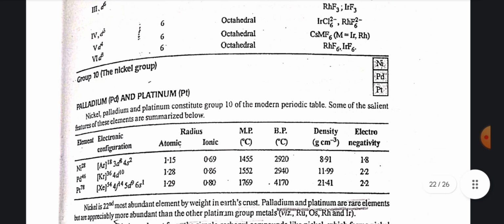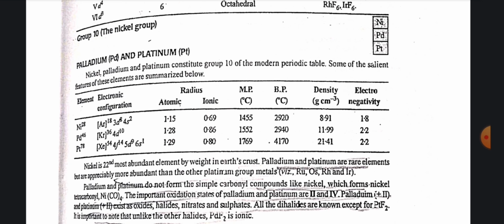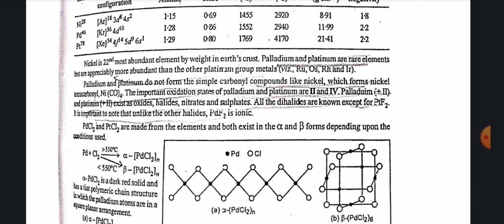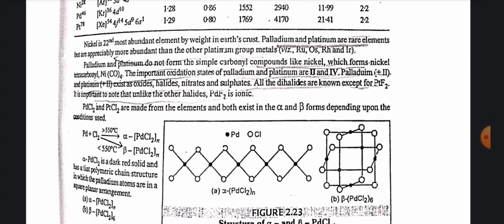Group 10, palladium and platinum. Nickel, palladium and platinum constitute group 10 in the modern periodic table. Some of the salient features of the elements are summarized below. Nickel is the 22nd most abundant element by weight in Earth's crust. Palladium and platinum are rare elements but are appreciably more abundant than the other platinum group metals. Palladium and platinum do not form simple carbonyl compounds like nickel, which forms nickel tetracarbonyl. The important oxidation states of palladium and platinum are the second and fourth.